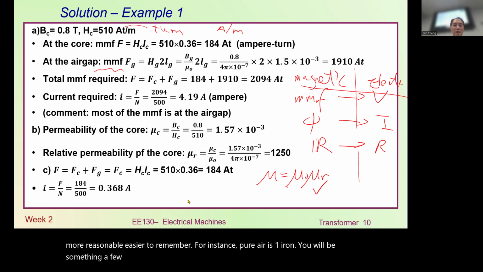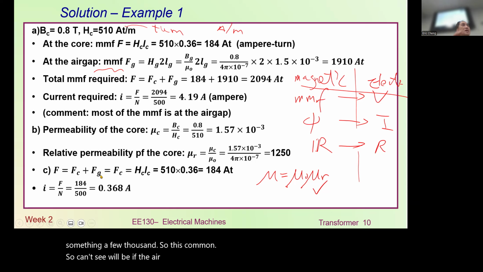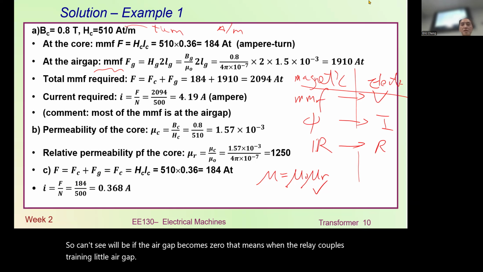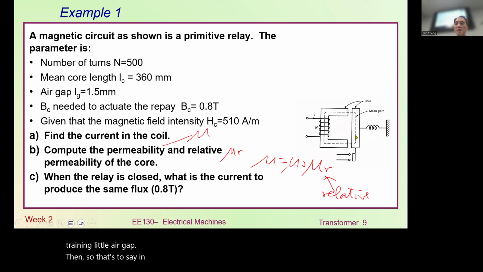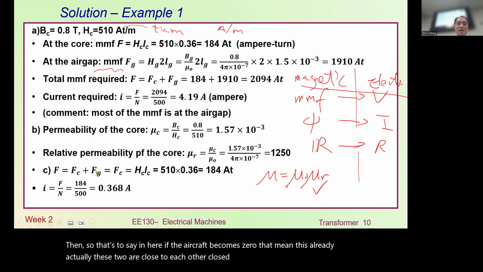That's common. So part C will be: if the air gap becomes 0, that means when the relay is coupled tightly, these two are close to each other, a closed circuit. In this case the air gap becomes 0. Then in the original equation, this term becomes 0 because we only have the 184. So 184 divided by the number of turns becomes 0.36 A.